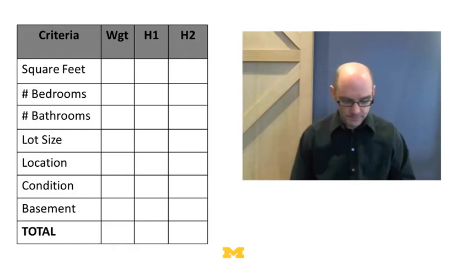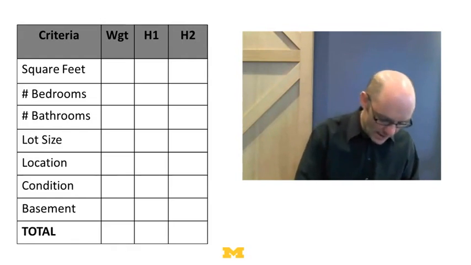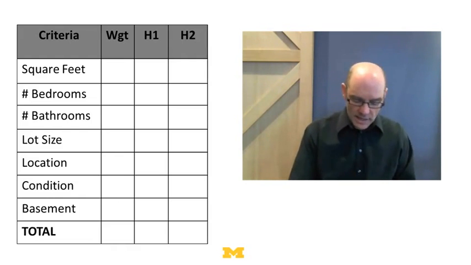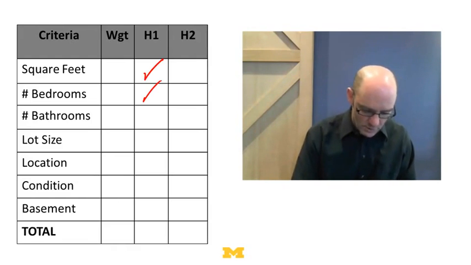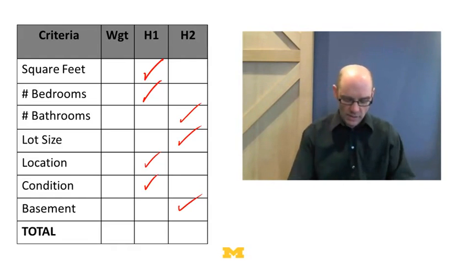So what do I mean? Now I can say, okay, here are all these things I care about. And let's suppose I've added in that I also care about the basement. So now there's house 1 and house 2, and maybe again house 1 wins on square feet and number of bedrooms, but it doesn't win on bathrooms or lot size, and it wins on lot location and condition, but suppose house 2 wins on basement. And before I had this total of 4-3.